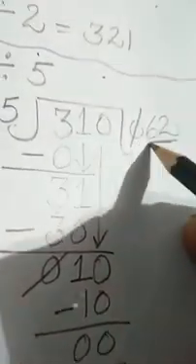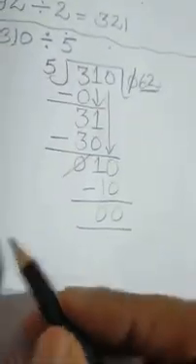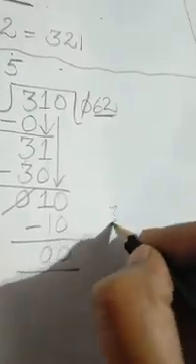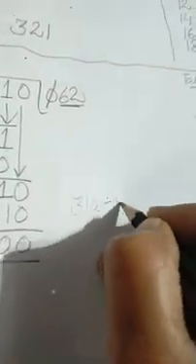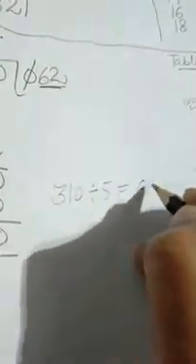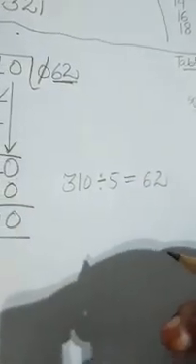Now which answer did we get? 62. This 0 we will ignore. We got 62. Here we will write the answer. 310 divided by 5. Answer is 62.